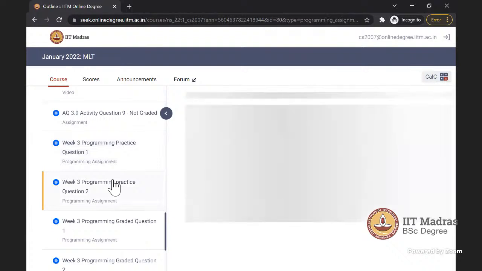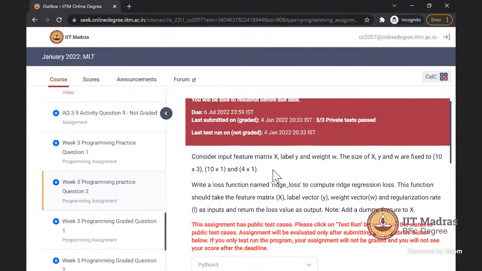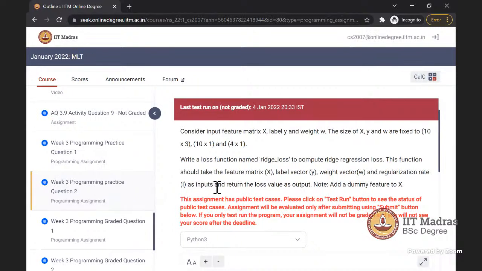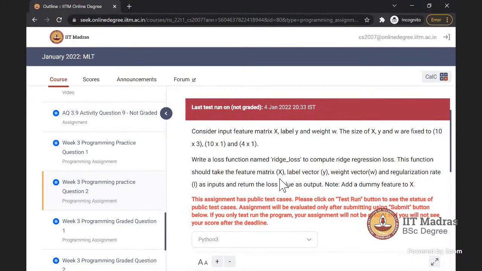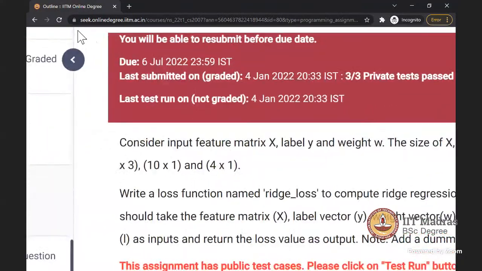Okay, let's go to practice question 2. Consider input feature matrix X, label Y, and weight W. The sizes of X, Y, and W are fixed. Write a loss function named ridge loss to compute a ridge regression loss. This function should take the feature matrix X, the label vector Y, the weight vector W, and regularization rate as inputs, and it returns the loss value as output. Note, add a dummy feature to X.